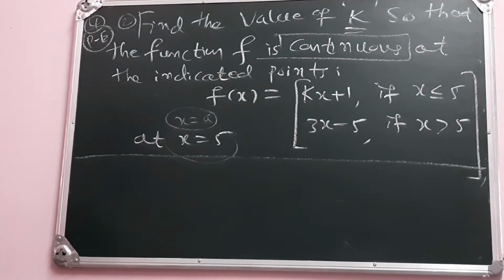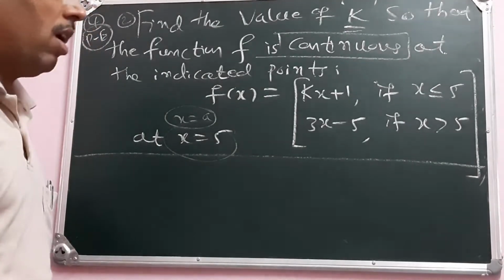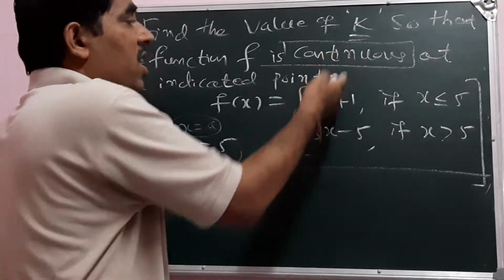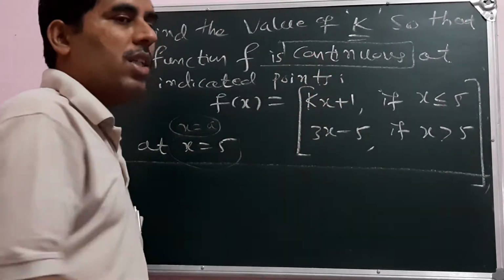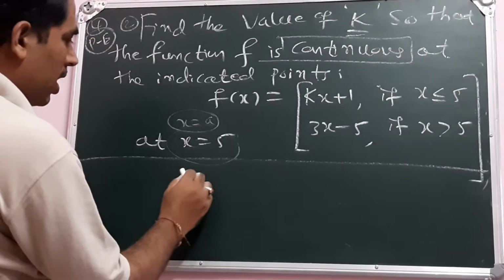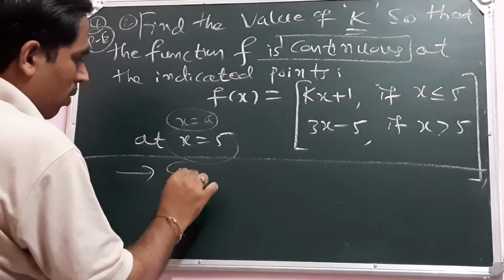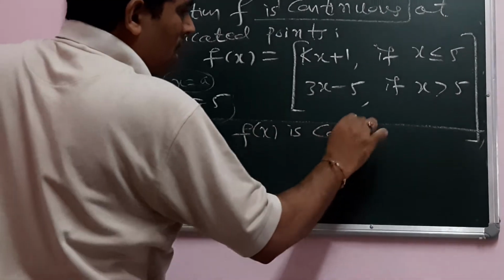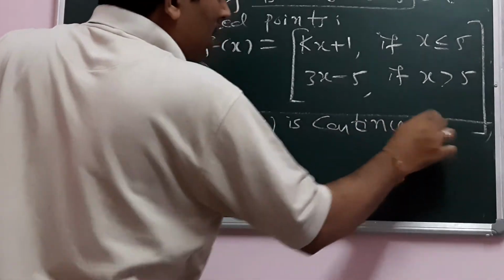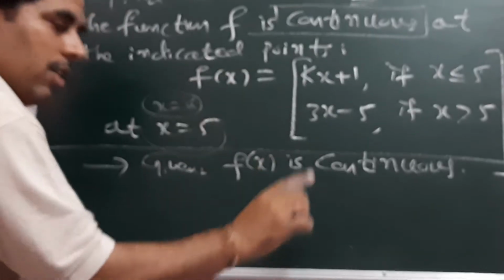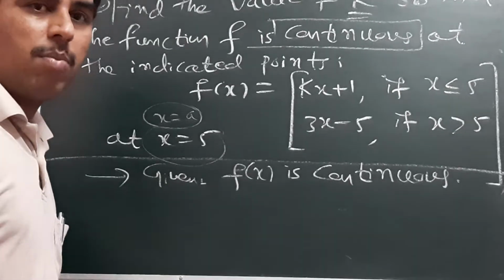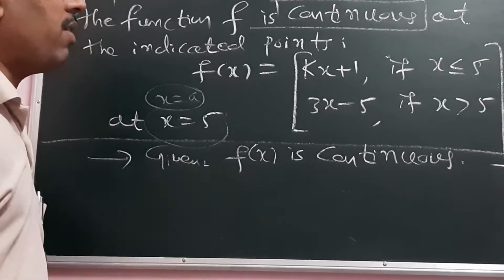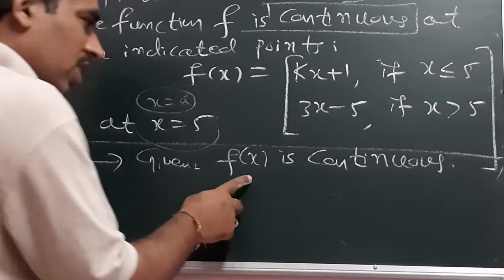So let's try to understand the problem first before proceeding to the solution. Here we have to find the value of k. We don't want to check whether it is continuous or not. Already it is given in the problem that it is continuous. So first we have to begin like this. What is given in the problem? Given that the function f of x is continuous. We have to write all these points. Given that the function is continuous, we did not verify. What we did in the first example, we verified the left hand limit and right hand limit and compared those two, and afterwards decided whether it is continuous or not. Here the function is already continuous.